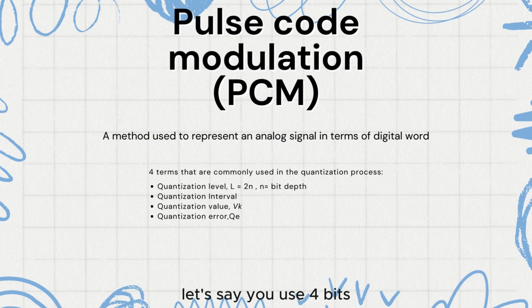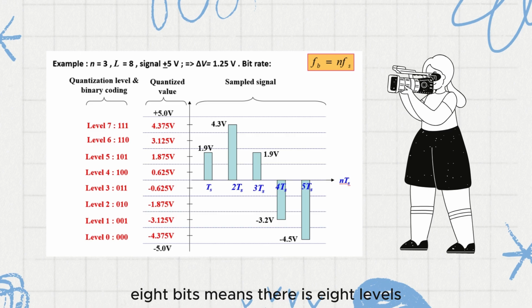Let's say you use 3 bits. So 2 to the power of 3 is 8. 8 means there are 8 levels. 8 levels doesn't mean from 1 to 8. It's actually 0 to 8. It includes 8 in the calculation.